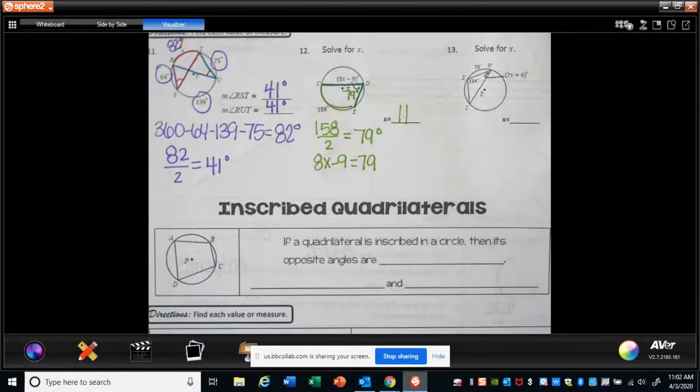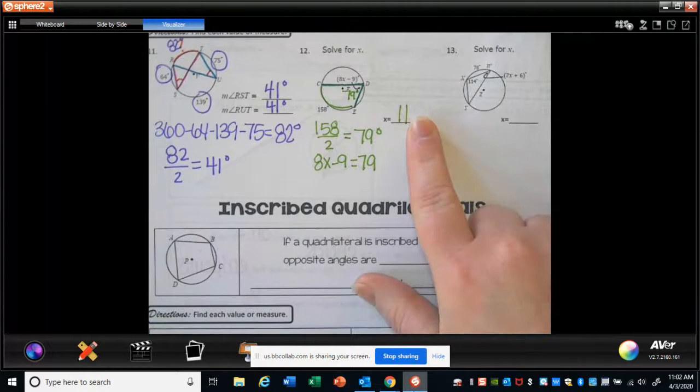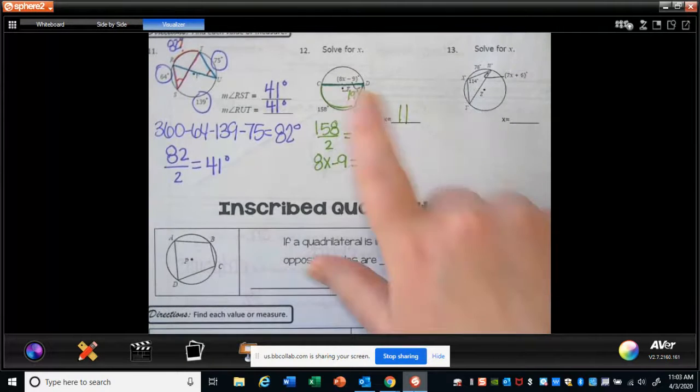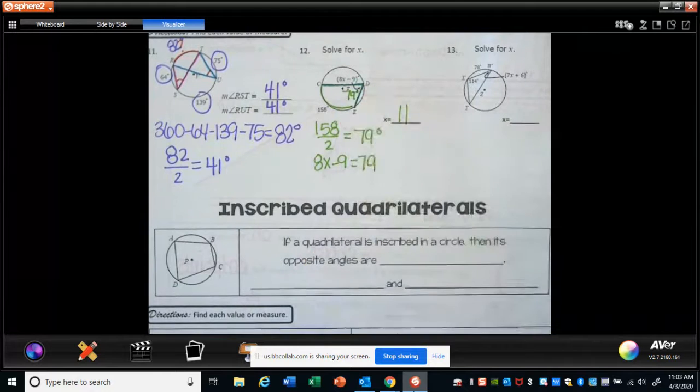All right, so right here, again, we're solving for x, but x is not the angle, it's in the expression for the angle. So we're not going to use degrees right here for 11 because it is representing x and not the whole angle.